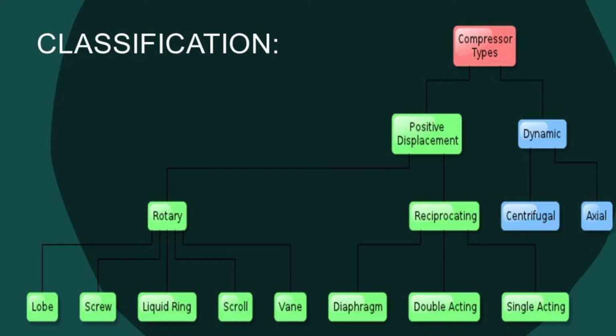In reciprocating, there are three classifications: the double acting, single acting, and diaphragm. And in rotary, there are five classifications, which are lobe, screw, vane, scroll, and liquid ring. In dynamic compressors, air is accelerated to high velocity then passed through a diffuser. There are two classifications in dynamic, which are axial and centrifugal.